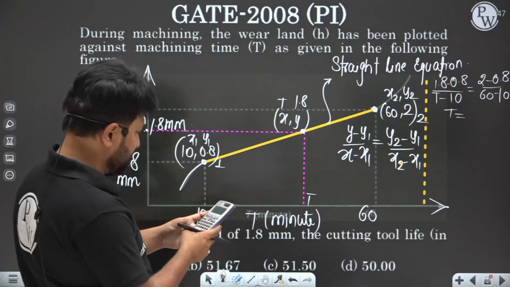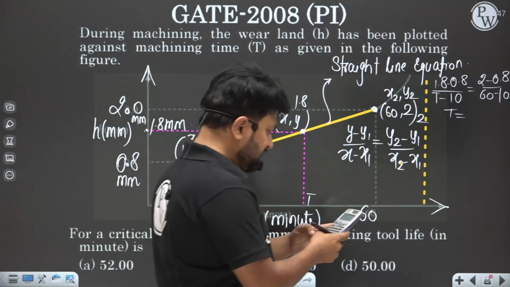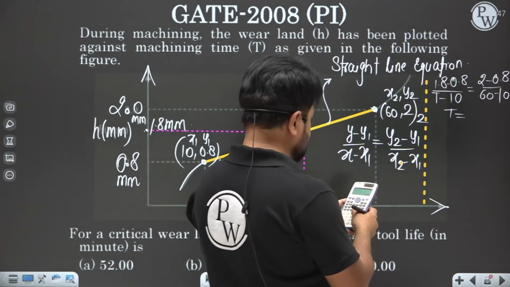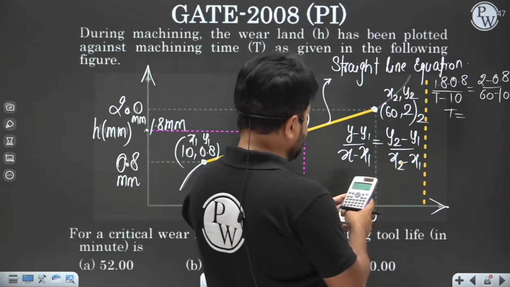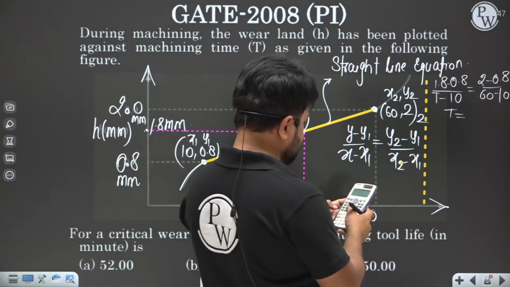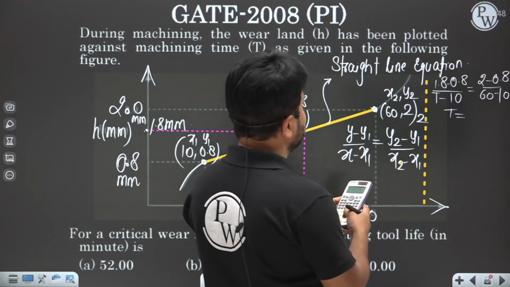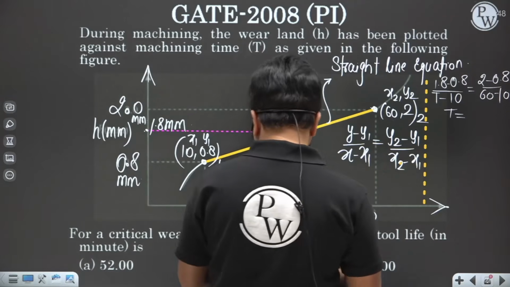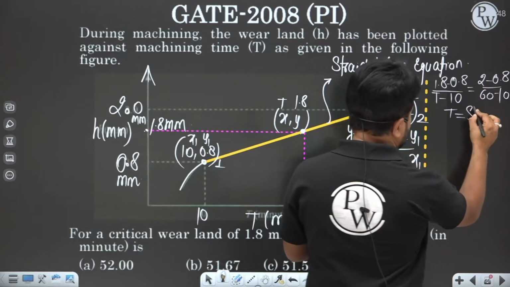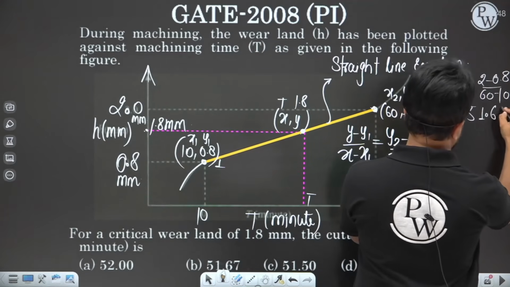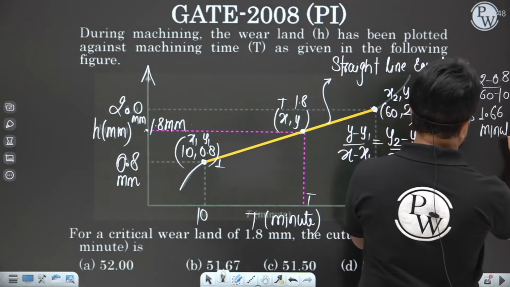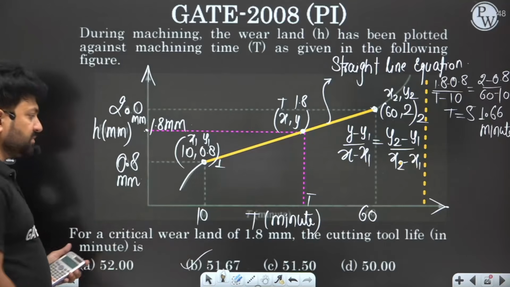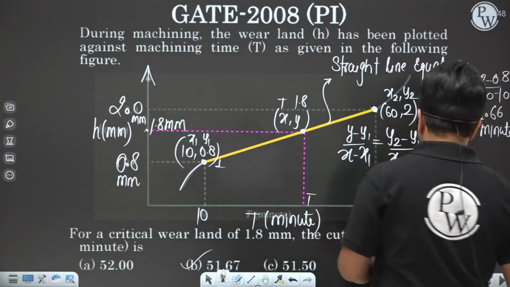2 minus 0.8, divided by 60 minus 10, okay, 1.8 minus 0.8 divided by the answer, and plus 10, that is 51.66. So t comes 51.66 minute. So the right answer is option B, my dear student, right? The right answer is option B.